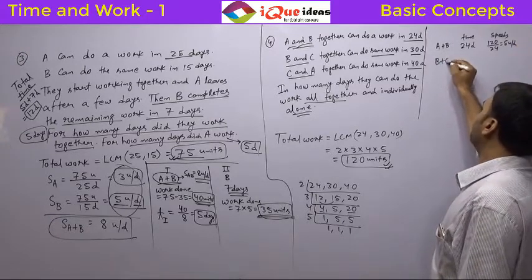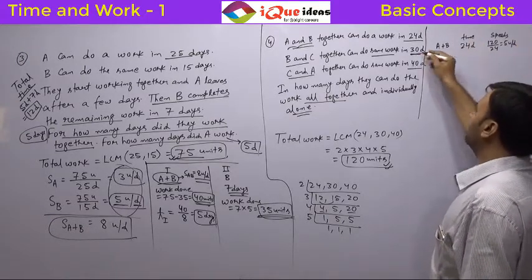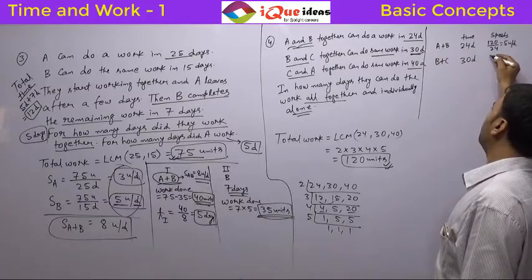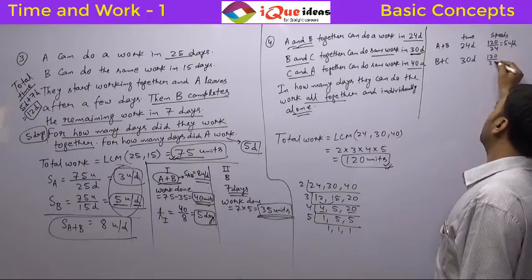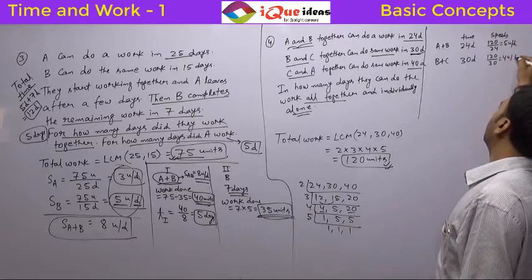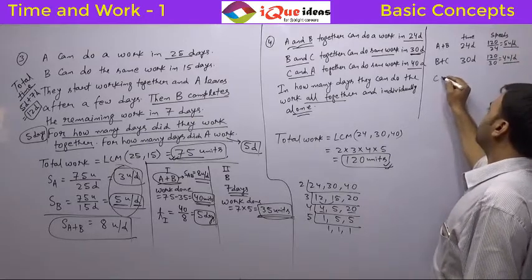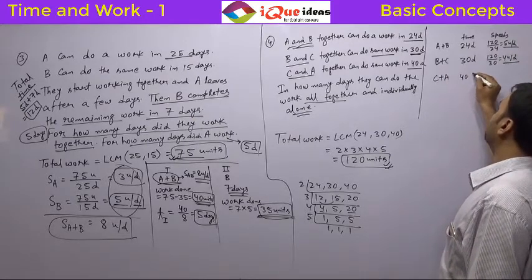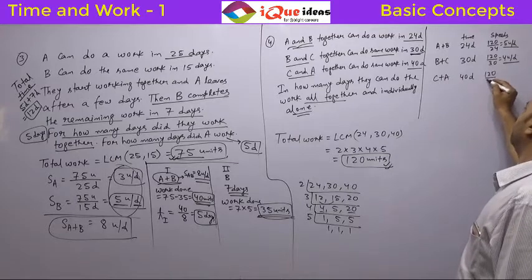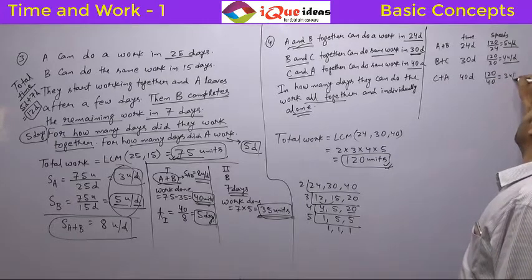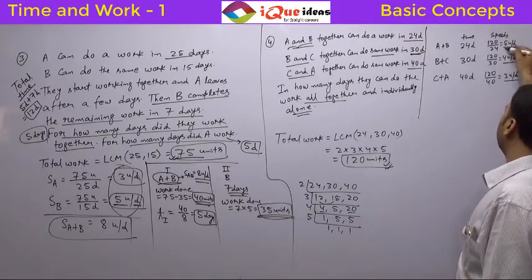Similarly, B and C. What is the time taken by them? It is 30 days. So their speed will be 120 by 30, which is 4 units per day. Time taken by C and A is 40 days. So speed will be 120 by 40, that is 3 units per day. Now what does it mean? What is the meaning of this 5?